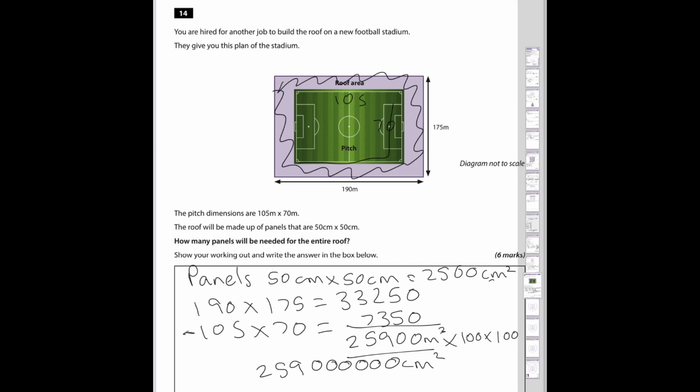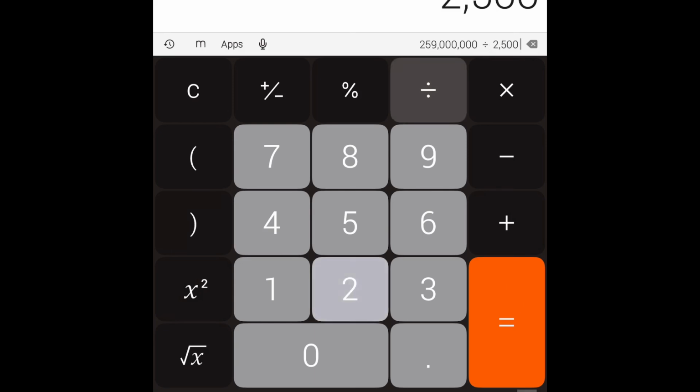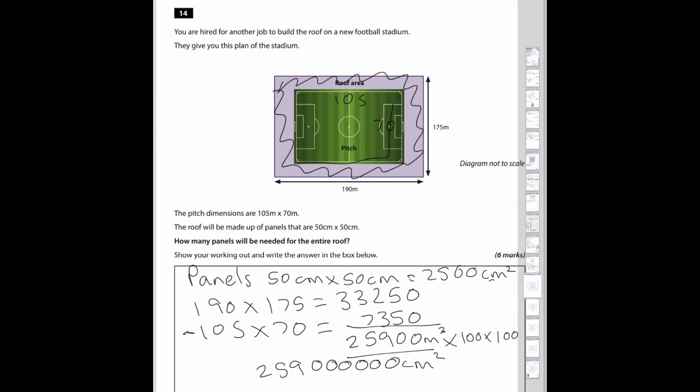So all we do now is divide that big number by 2,500. That gives 103,600, and that is your answer. So that's how many panels you need, 103,600.